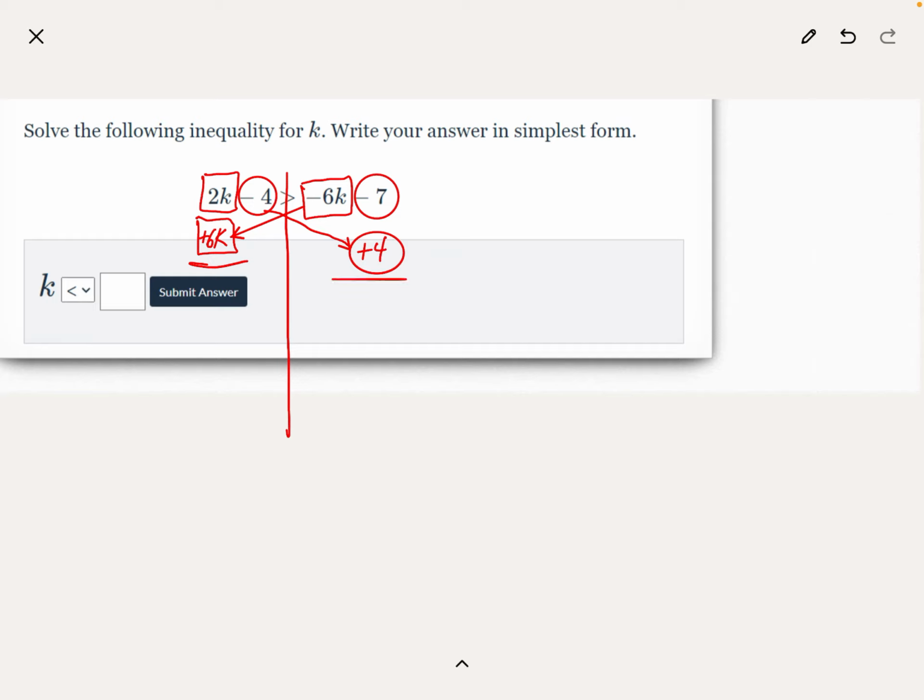So 2k plus 6k is going to be 8k, and negative 7 plus 4 is going to be negative 3. And then the last step is always whatever number's in the box you divide by. So this is going to be k is greater than negative 3 over 8. And that's our answer. So there wasn't any significant change other than I always want the boxes on the left.